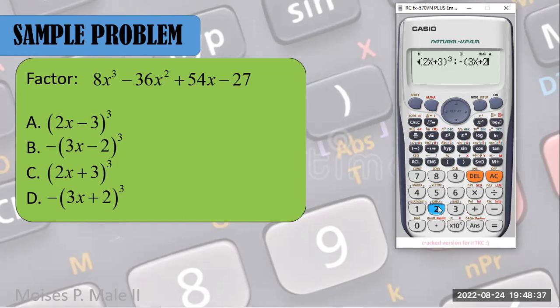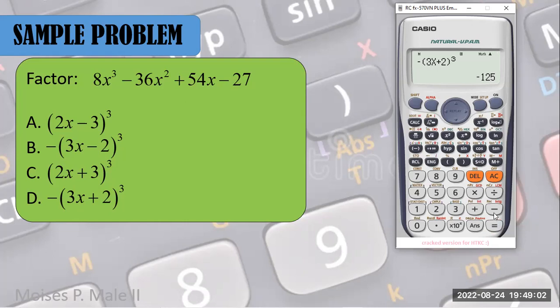3x plus 2 cubed. So that's it. Then calc. Okay? So any value of x, you can put in. Let's say 1. They should be the same, so negative 1 should come out. So for letter A, it should be negative 1. So, correct.